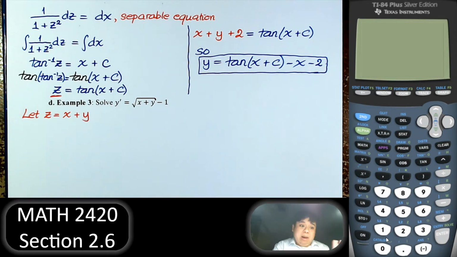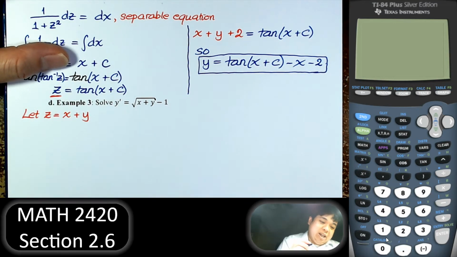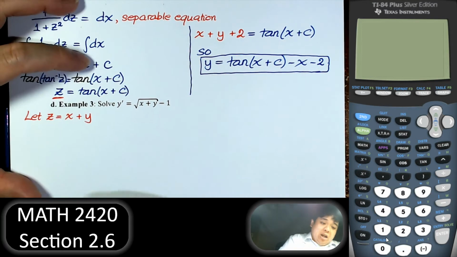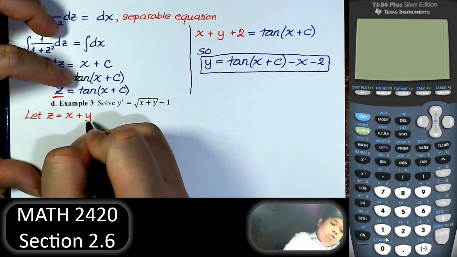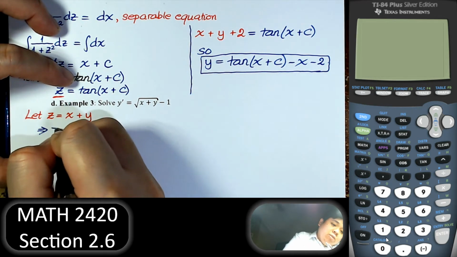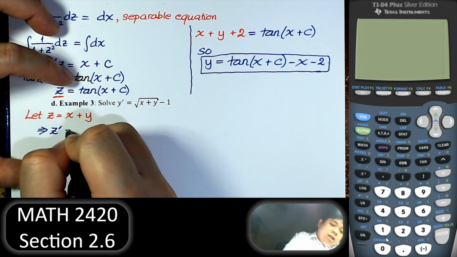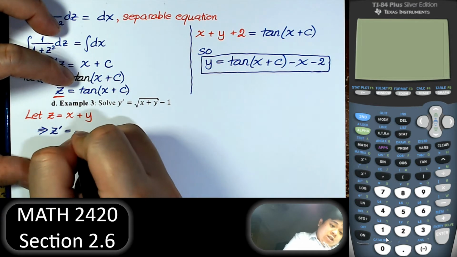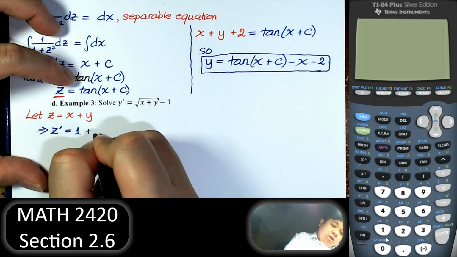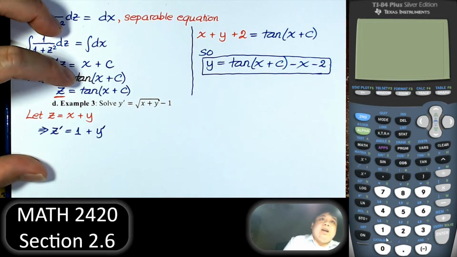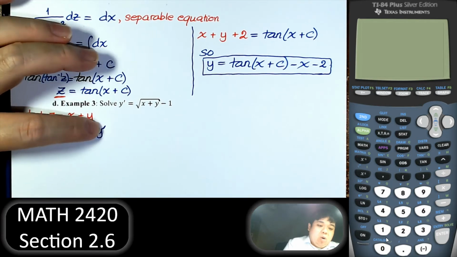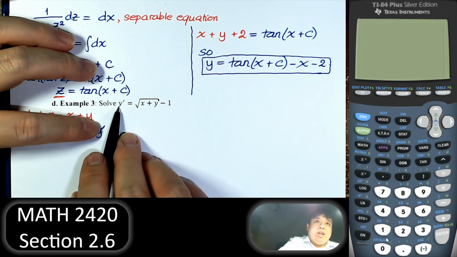Actually, that might turn out to simplify the problem a lot with the minus 1 here. Anyway, so z is that. We take the derivative of both sides with respect to x. So z prime is equal to the derivative of x with respect to x, which is 1, plus y prime. Right? Then we solve for y prime because that's what the original equation has.